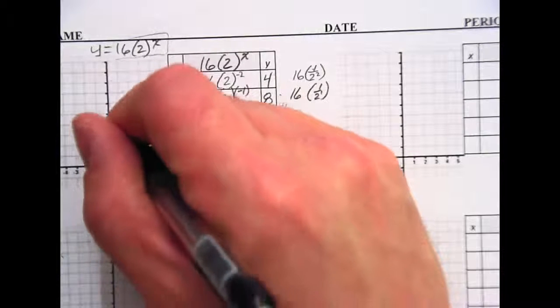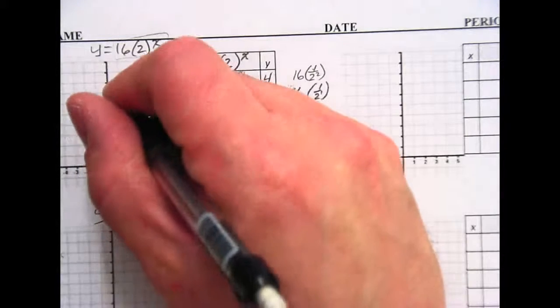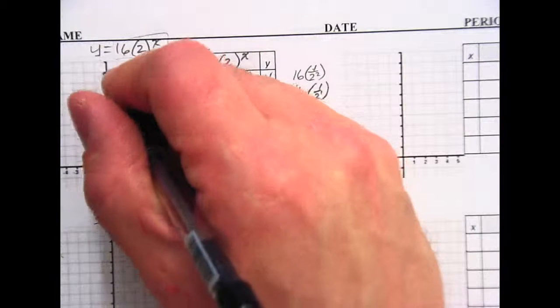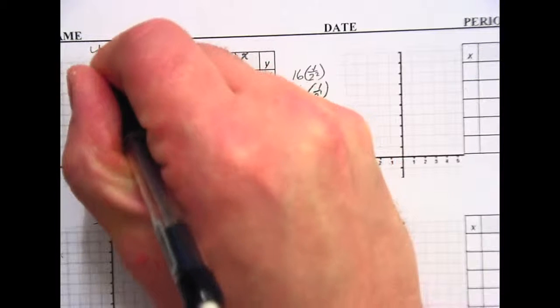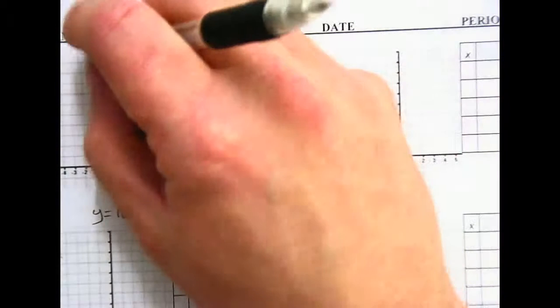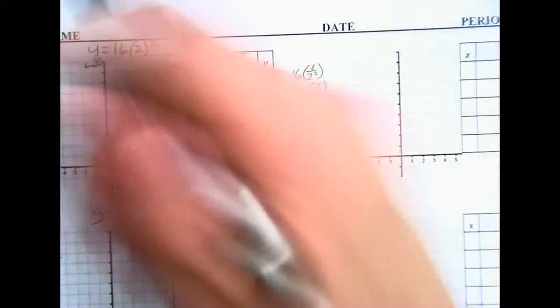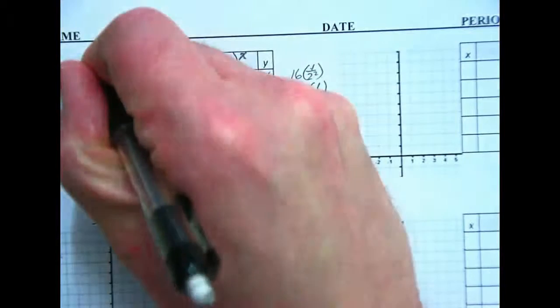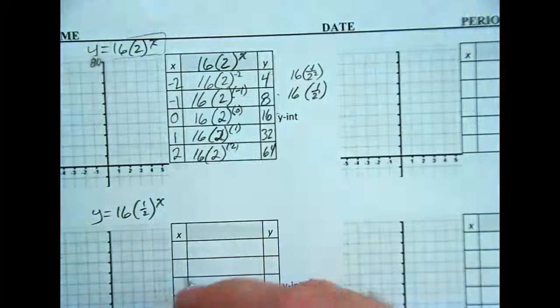8, 16, 24, 32, 40, 48, 56, 64, 72, 80. So there's 10 of them. So I'm gonna just define that by putting 80 at the top. That tells me that I have now gone up by equal increments of 8 by writing 80 up there.